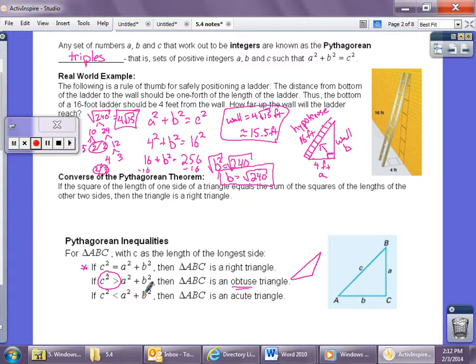Whereas if A and B are greater, then it's going to give you an acute angle because the sides are closer together. So if C by itself is the greatest, it's going to give you a big angle, whereas if A and B are greater, it's going to give you that smaller angle. And if they're equal, it gives you a right angle.